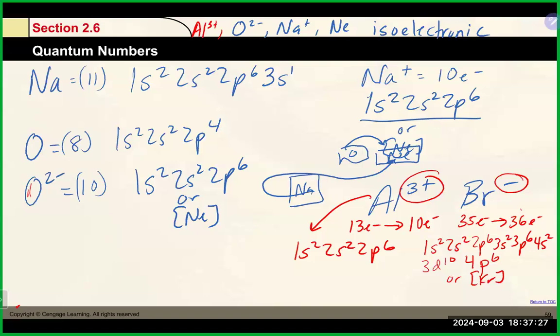So again, in this case, bromine gains one electron, goes forward on the periodic table to the noble gas that comes right after it. Here we see aluminum back up 3 spots there, back to the noble gas that came before it, which is neon. Any question on that there?